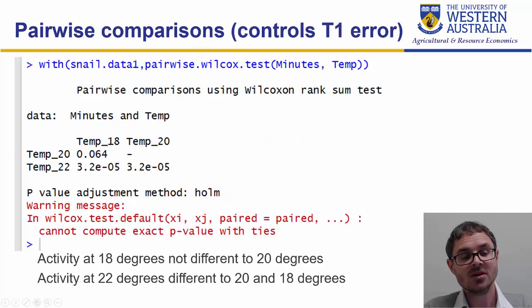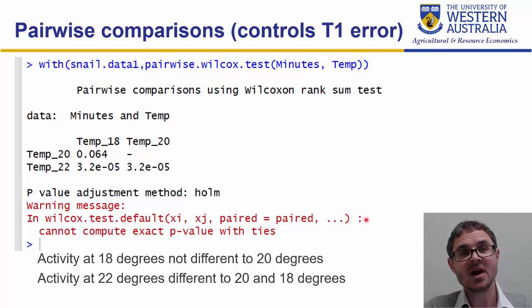Okay, we go on to the pairwise comparisons, follows the same format that we've seen before with the snail dataset, apply the pairwise.wilcox.test function. So that's automating my pairwise comparisons, and you can see it does tell me that I've got this Holm adjustment going on, and we read these off again. So 18 not different to 20, 18 different to 22, 20 different to 22. All right, and you can see that we get these warnings.